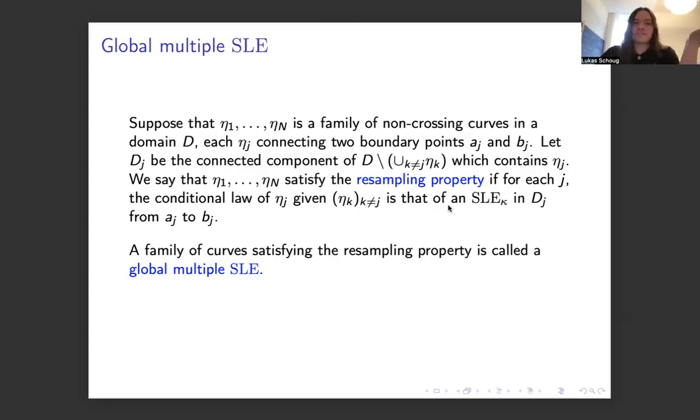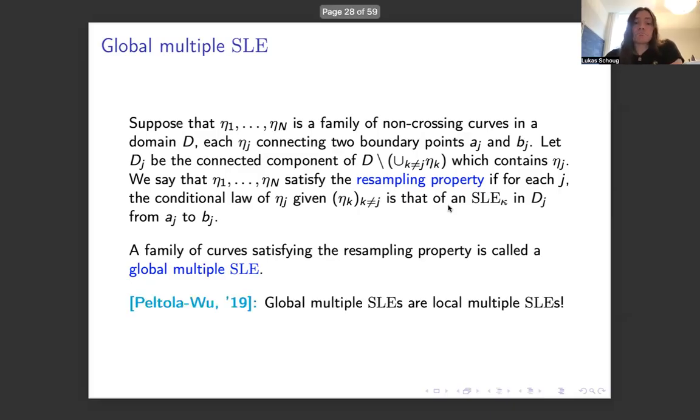Clearly also a very reasonable notion of multiple SLE. But the question is, does this correspond to local multiple SLE? And it turns out that yes, global multiple SLEs are also local multiple SLEs. Another result by Peltola and Wu.